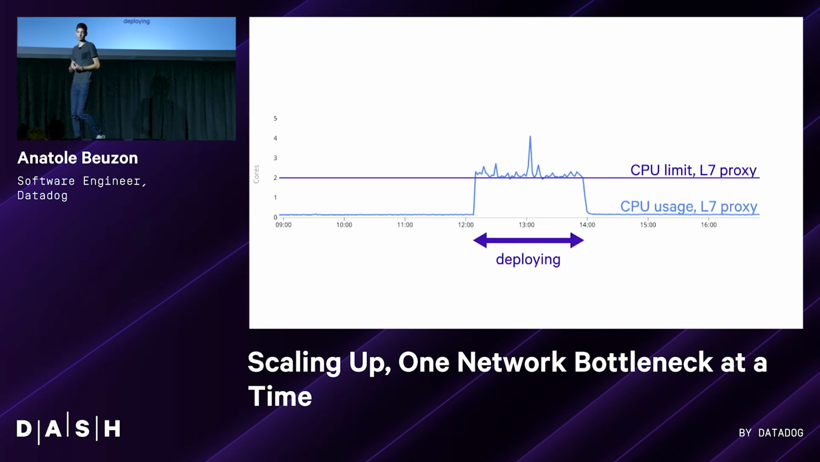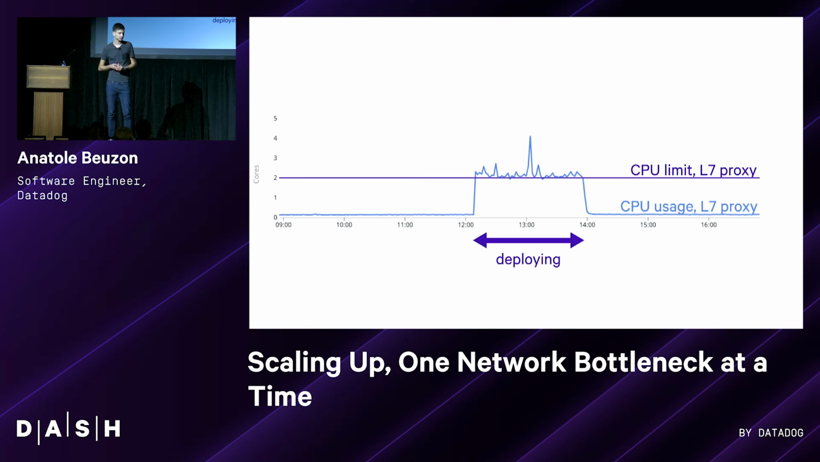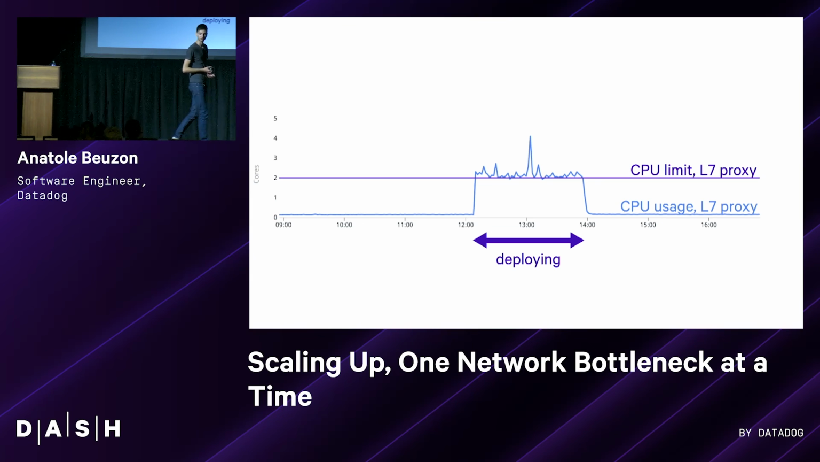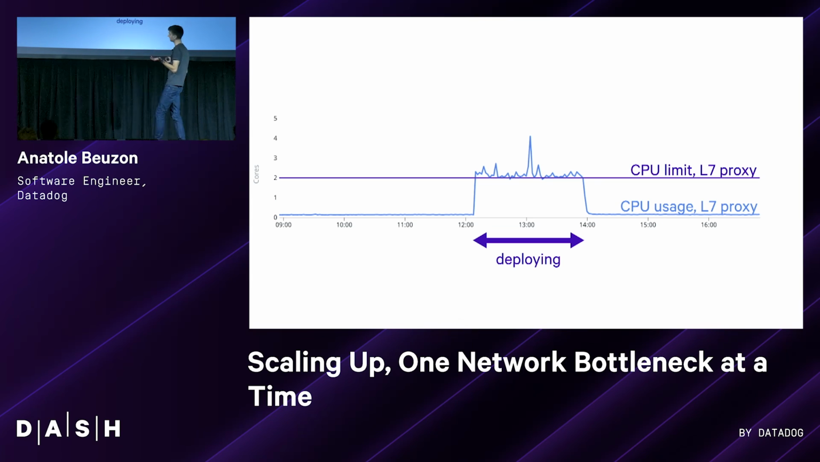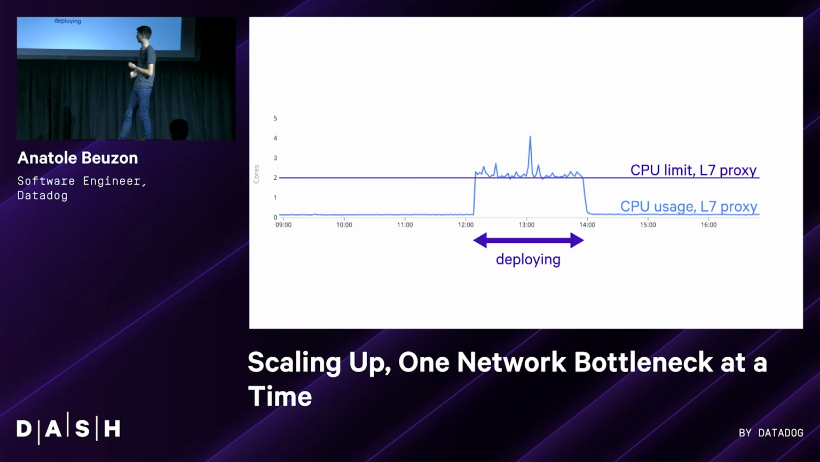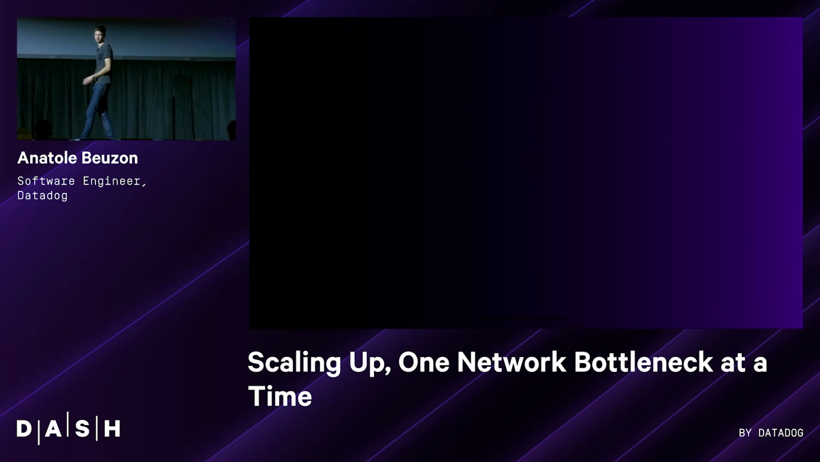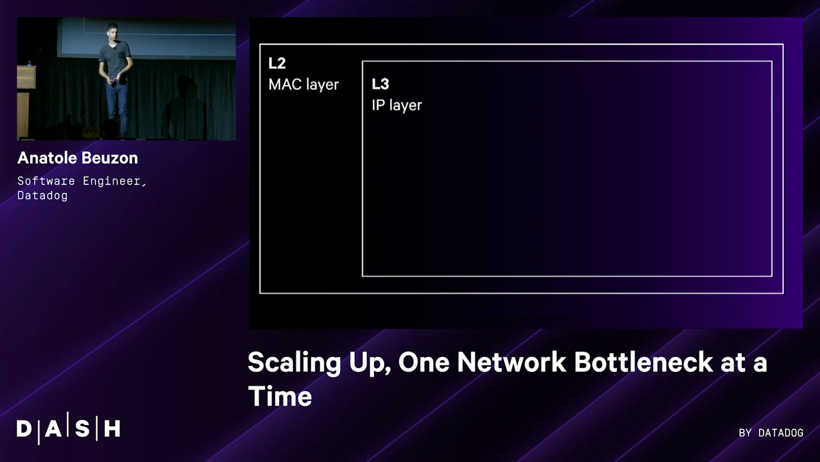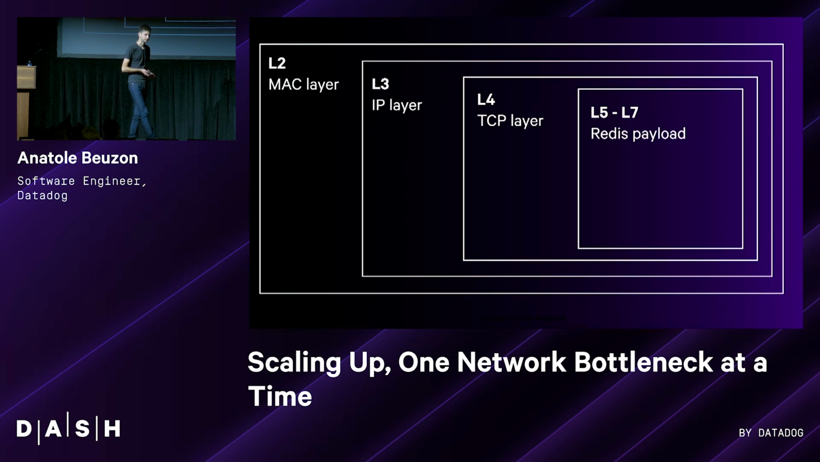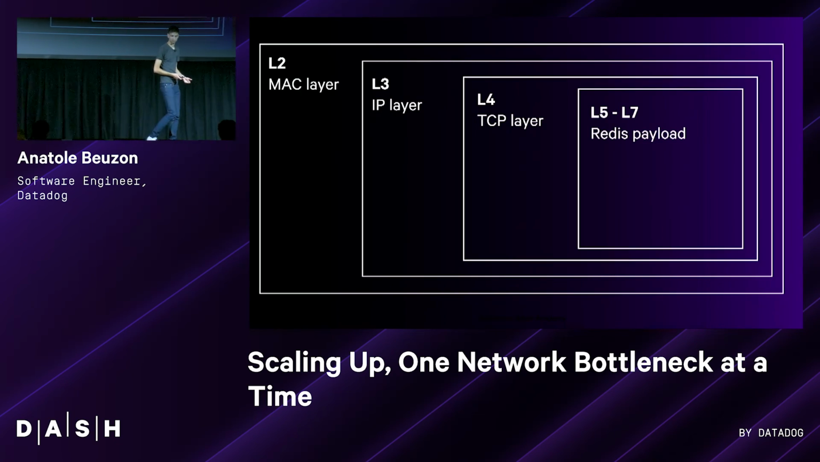Among other metrics, we look at the proxy CPU usage. And at that point, the issue becomes pretty obvious. When our app restarts, it makes all those key value store requests through our proxy, and our proxy completely maxes out its CPU allowance. It's a layer 7 proxy, so it has to read each network packet entirely. So it has to make sense of the network layers, the TCP layer, and the Redis protocol layers. So read everything and make sense of the Redis level payload.